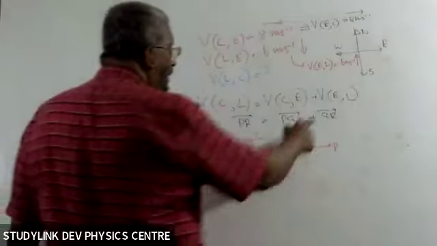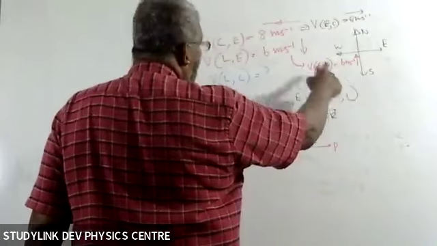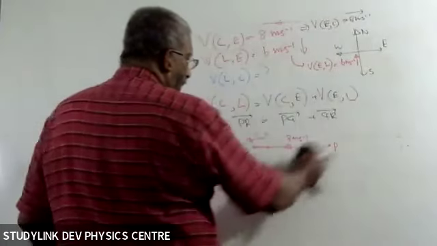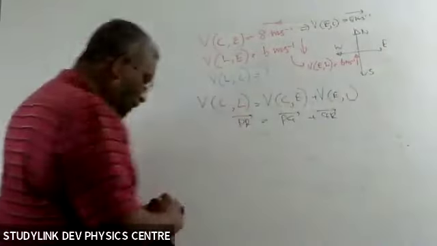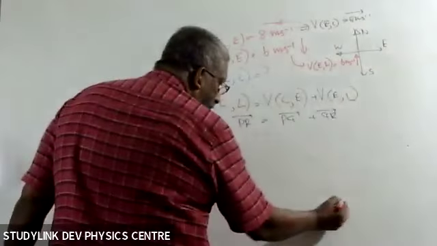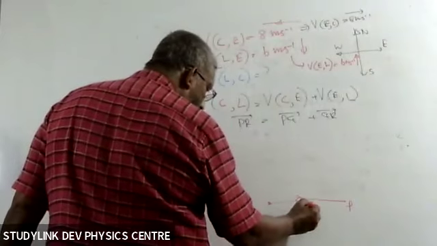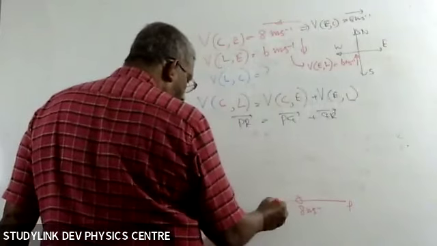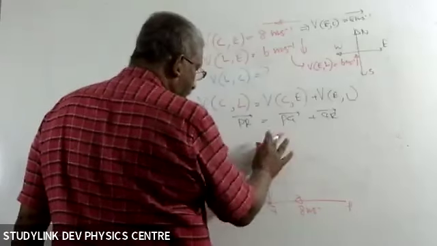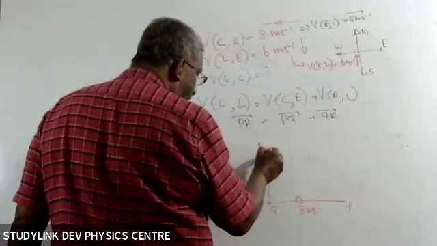Then Q to R is EL. EL is upwards. But here I don't have space to draw EL, then I will draw from the bottom. This is PQ, 8 ms minus 1. This is Q. Then QR is upwards. It's 6 ms minus 1. This is R.